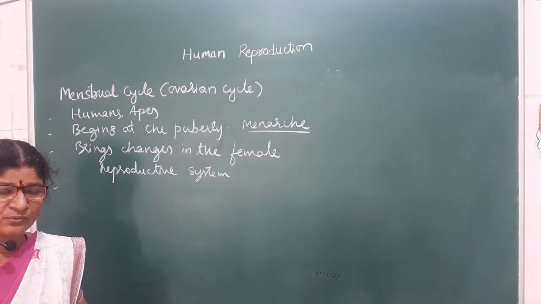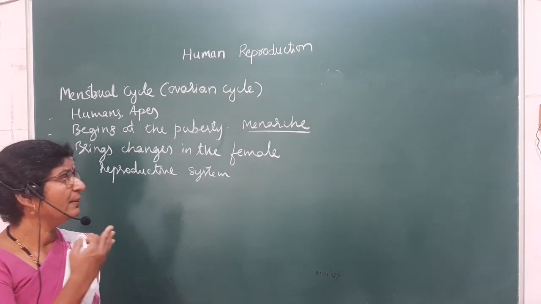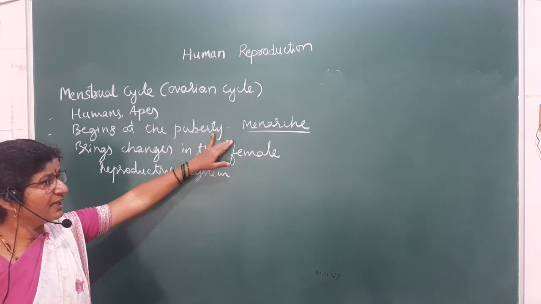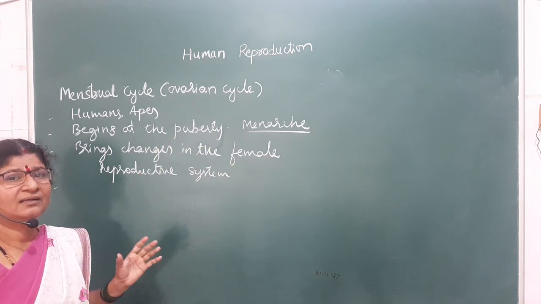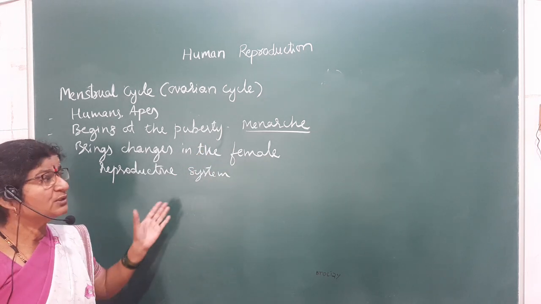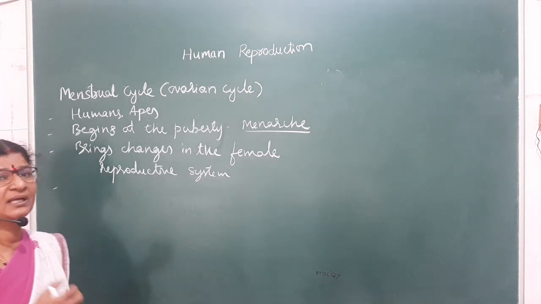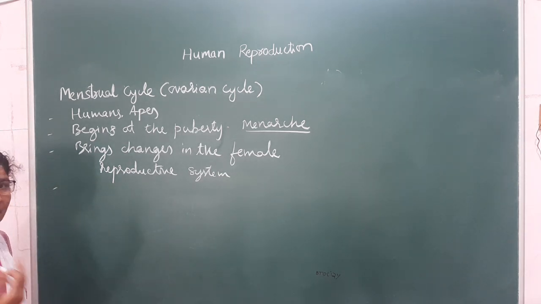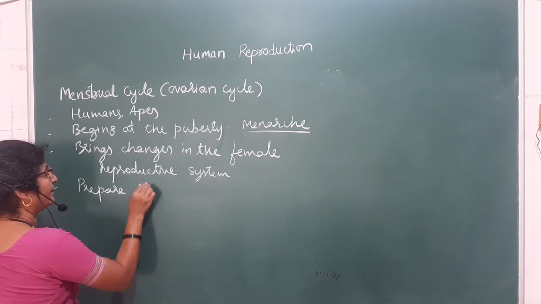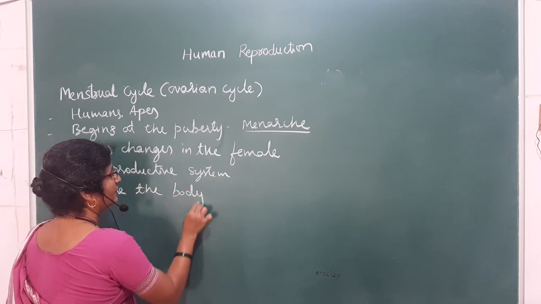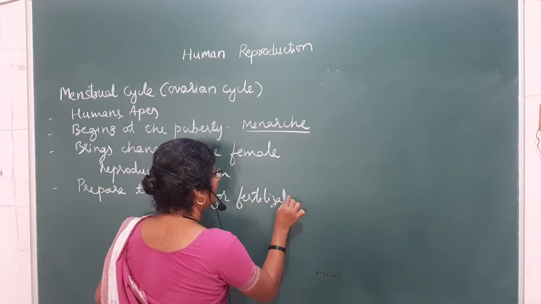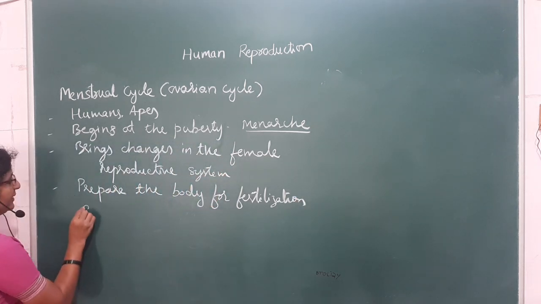The commencement of menstrual cycle at the puberty, the first menstrual cycle in the human female, is called menarche. When the girl child begins with the menarche, one must understand that the body is ready for pregnancy. During this time, the female body becomes ready for fertilization and pregnancy.